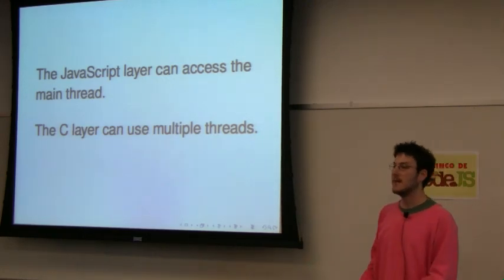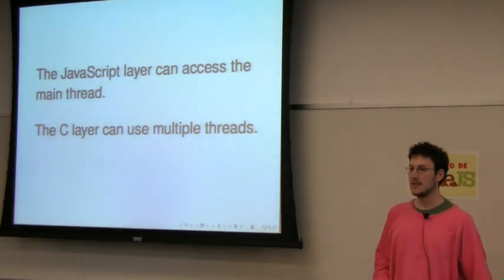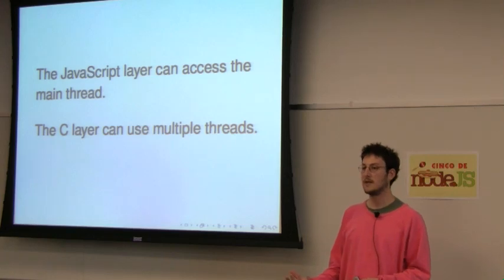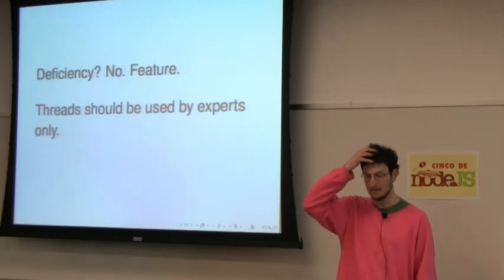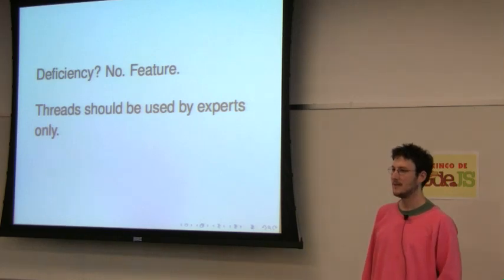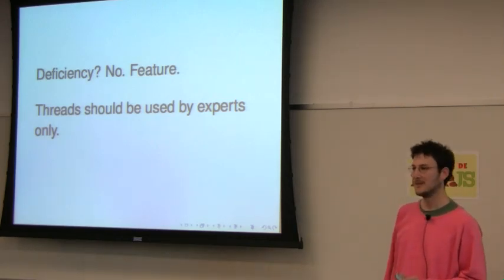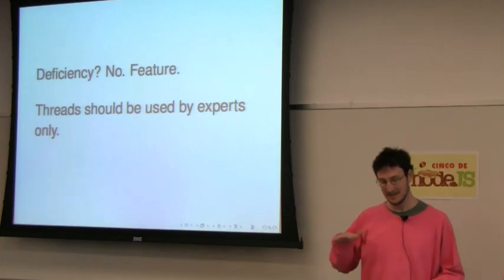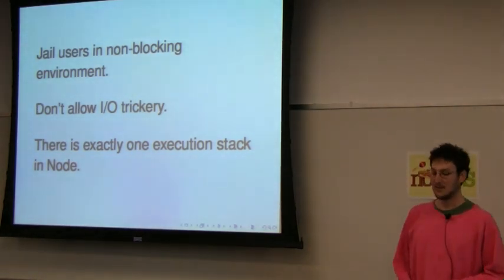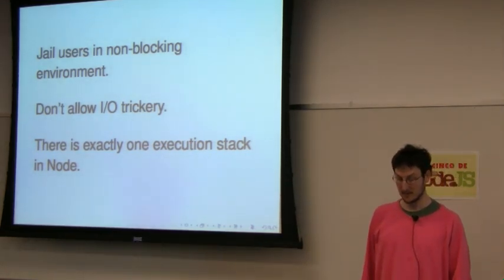The JavaScript layer is just the main thread. You are in one execution stack. But at the C layer, you can use multiple threads. So for example, if you wanted to write a gzip library and fork it out to five threads, you can do that and write a little Node module for it. But it has to be in C. Is this a deficiency? No, it's a feature, because threads should only be used by experts. And I don't think people really believe that. Maybe they believe that, but then they say, oh, I'm an expert. No, you write it in C. That's a good boundary. Jail users in a non-blocking environment, and don't allow I/O trickery like coroutines. There's only one execution stack.